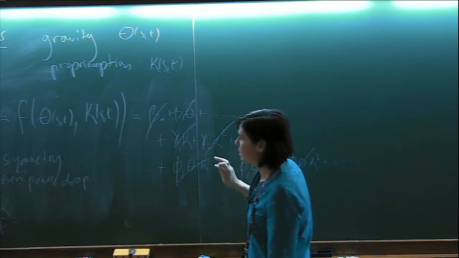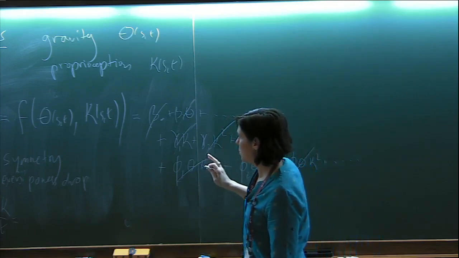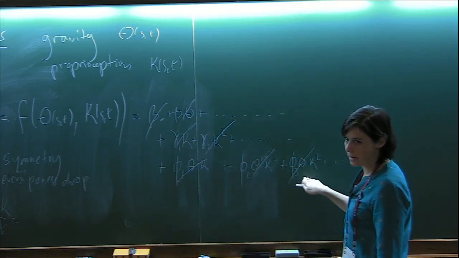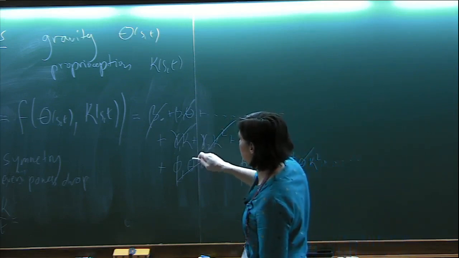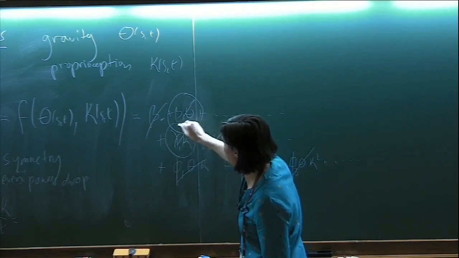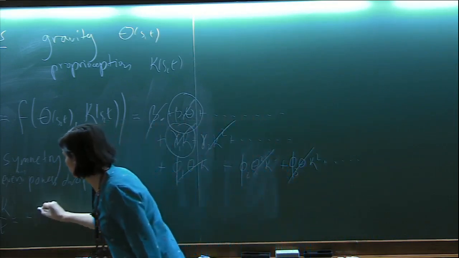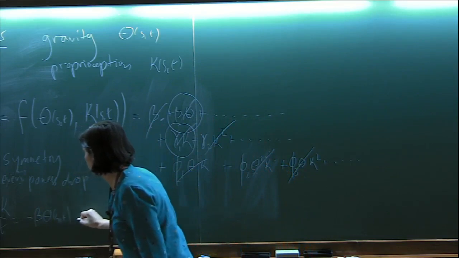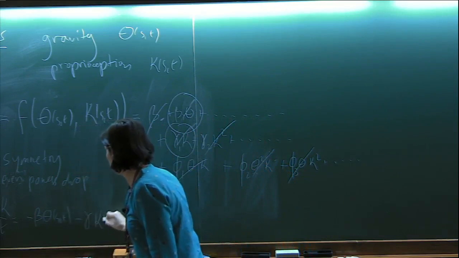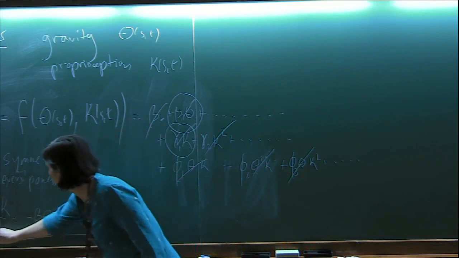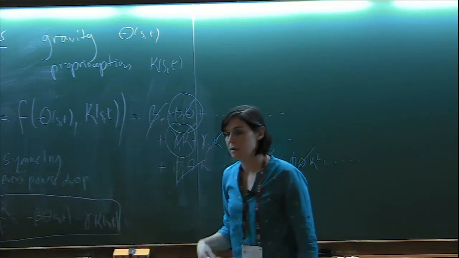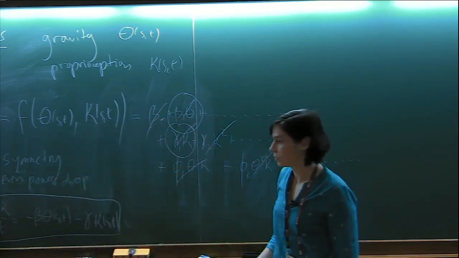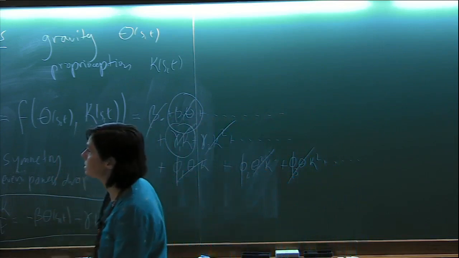Okay, yes. So I will now only take the first orders. These fall because there are higher orders, and I'll only take the linear terms. So these two: it's minus beta theta minus gamma kappa. So now this is my new equation. Let's see how well it does.